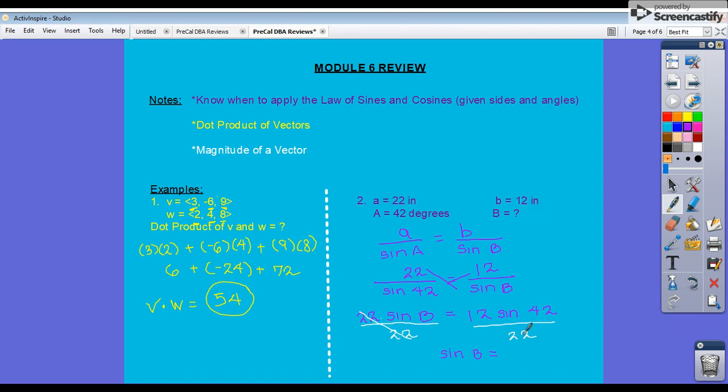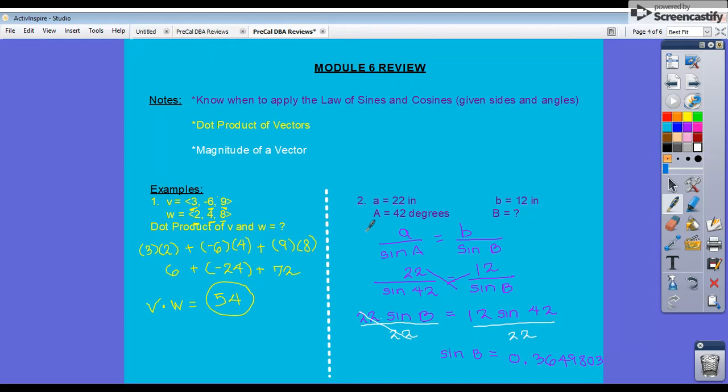You should get something along the lines of 0.3649803. You can keep that value in the calculator. You don't actually have to clear it or anything, but this is as much room as I have. So now I'm almost there. I just need to get b by itself.